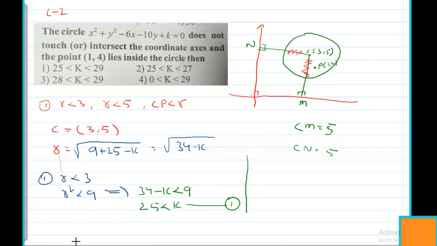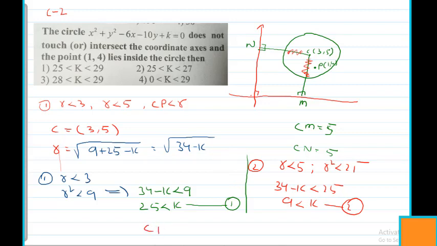I will write the remaining. Next, what is the second condition? r should be less than 5, or you can say r square should be less than 25. r square means 34 minus k should be less than 25. So 9 should be less than k. This is the second relation.